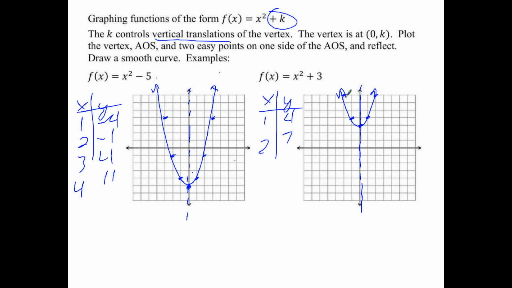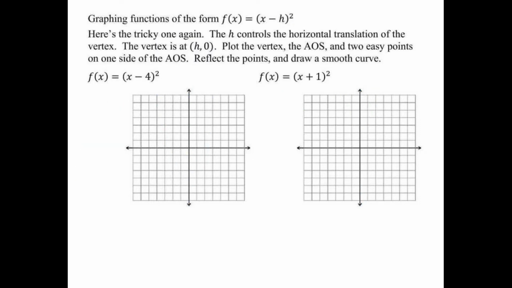Okay, we ready? So we've done the A and the K. Now we're going to move on to the H. H controls the horizontal, the left and the right. This one is the tricky one. Remember, we're supposed to see the minus sign. So when I see x minus a number, which way are we going? Right. We're going to the right.